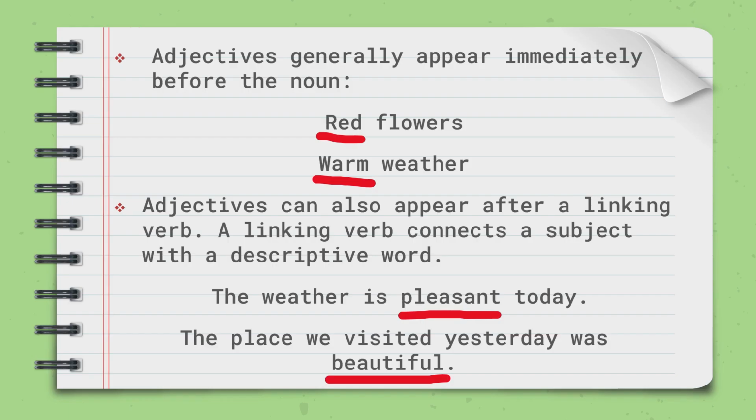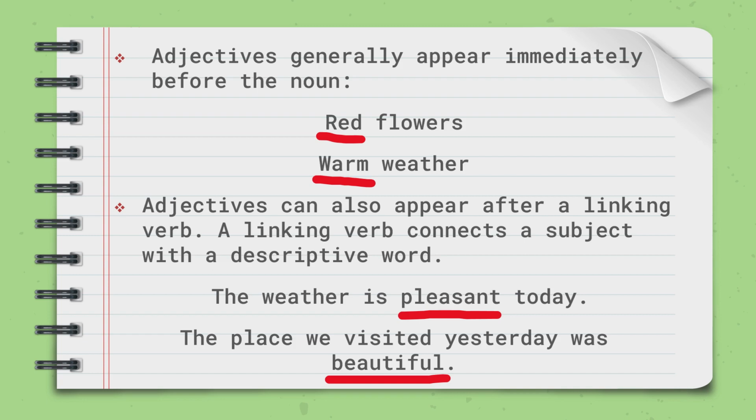Now let's talk about the placement of adjectives, like where to put them in the sentence or how you can identify them in a sentence. First use. Adjectives generally appear immediately before the noun. Red flowers, warm weather. So flowers is a noun, weather is a noun. And as you can see, adjectives appear before nouns, right before nouns, right?